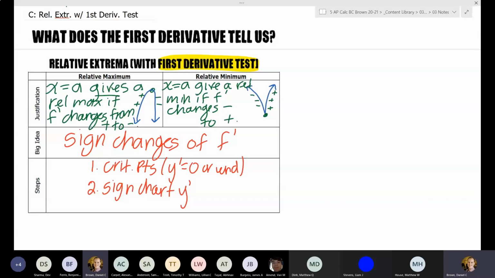And so I did want to do this example. On the next slide, I have just a simple function, just so we can see the process of how we would find an extrema and then how we would justify it correctly. And that would be what we call the first derivative test. Any questions so far on anything?